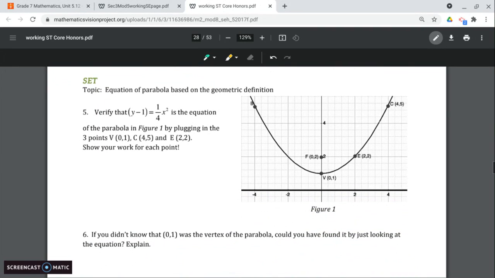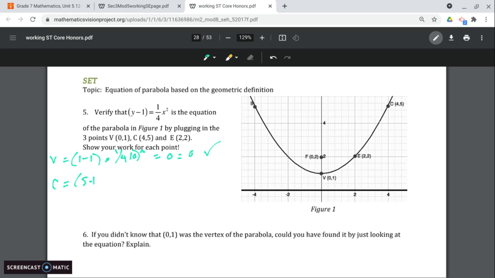All right, equation of parabola based on the geometric definition. Verify that y minus 1 equals 1/4 x squared is the equation of the parabola in figure 1 by plugging in the 3 points V, C, and E. Show your work for each point. So for V, we're going to have 1 minus 1 equals 1/4 times 0 squared, which is just 0, equals 0. So yes.